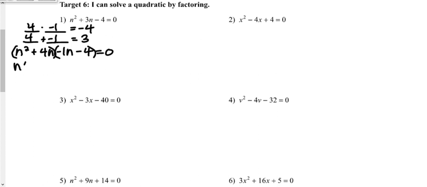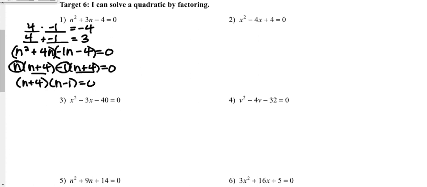So that would be n and n plus 4. So now I'm looking for a common factor. So in the first set of parentheses, n is the common factor. In the second, -1 is the common factor. And I feel good about how I did this because these are the same. So that means n plus 4 is one of my factors, and -1 is another factor. So this would be the factored form.